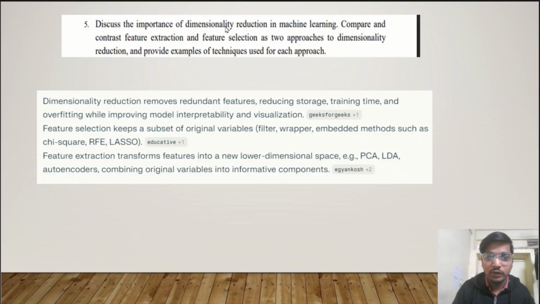It asks to discuss the importance of dimensionality reduction in machine learning, compare and contrast feature extraction and feature selection as two approaches to dimensionality reduction, and provide examples of techniques used for each approach. Dimensionality reduction removes redundant features, reducing storage, training time, and overfitting, while improving model interpretability and visualization. Feature selection keeps a subset of the original variables, using filter, wrapper, and embedded methods such as chi-square, RFE, and lasso. Whereas feature extraction transforms the features into a new lower dimensional space, for example PCA, LDA, or autoencoders, combining the original variables into informative components.